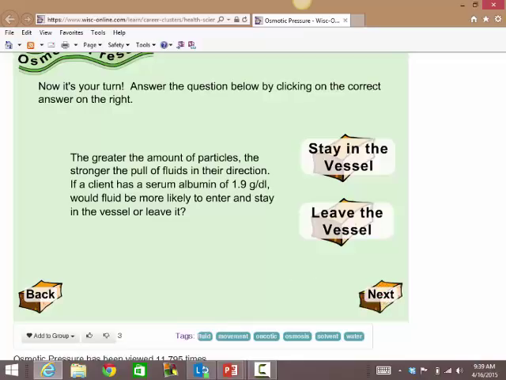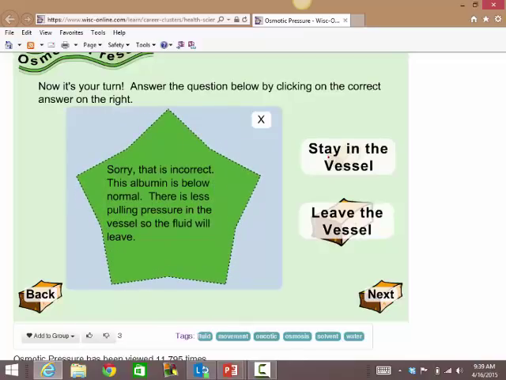So that means a person has so much serum albumin inside their blood vessel. So do you think fluid is likely to enter or fluid is likely to leave? Enter. So stay in the vessel. The albumin amount is below normal. The amount of albumin is much more. Even I don't remember the exact amount. So this is really low.